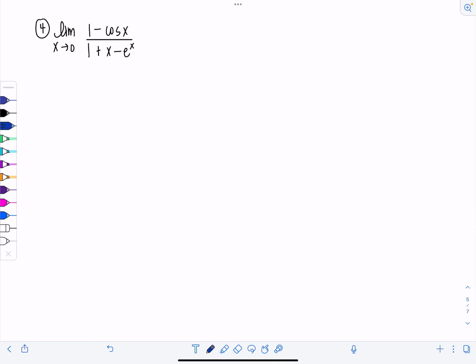Use series to evaluate the limit. Which terms can be replaced with a Maclaurin series? In this case, we have 2. Oh, wow. Cosine of x as well as e to the x. Okay, so let's list them out off to the side before we get rolling, all right?